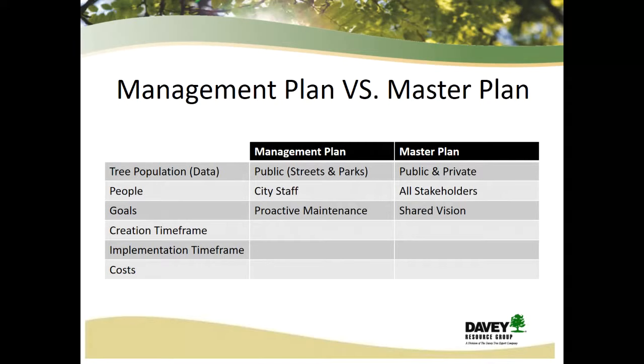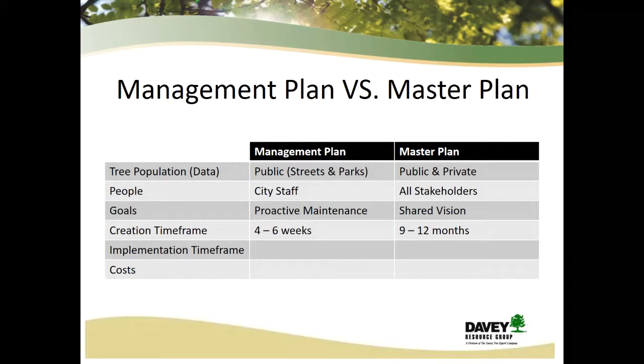Usually a management plan goal is more about getting proactive on maintenance. It's usually catching up on a backlog of work or operational efficiencies. Whereas a master plan is more about the shared vision or making common alignment around goals and purposes, and less on the operational components of it.